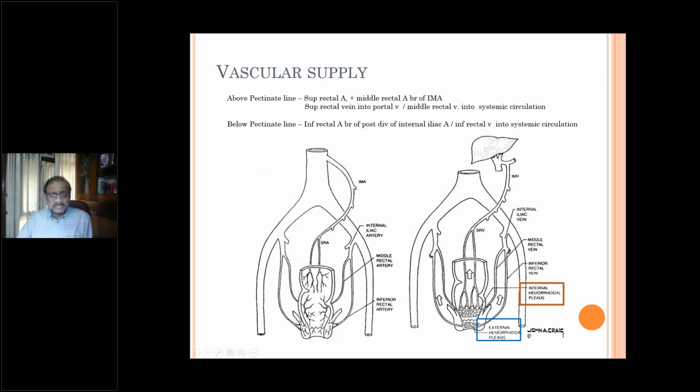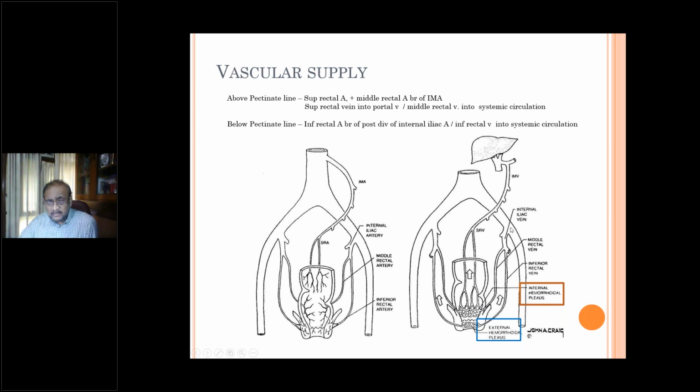So that is the total supply of the anal canal above the superior rectal artery and below the middle and the inferior rectal artery. The drainage is again from the superior rectal vein into the portal circulation. Into the portal circulation, a very small fragment goes into the middle rectal vein into the systemic circulation. Where? Through the internal iliac vein.